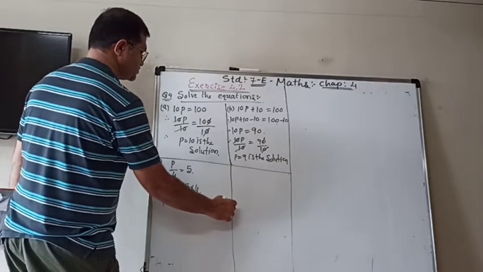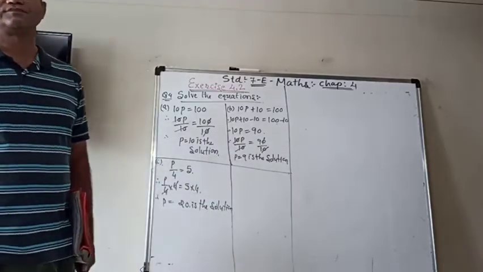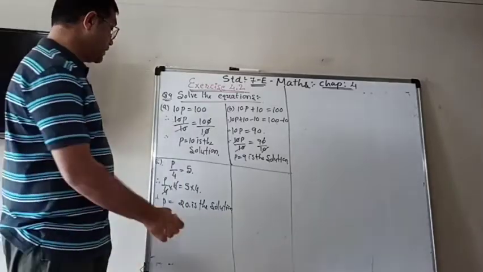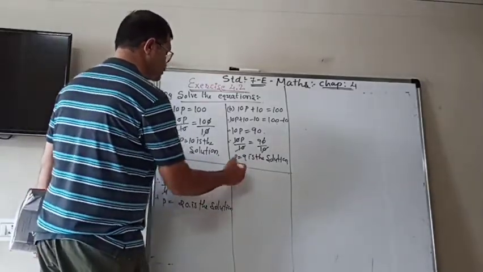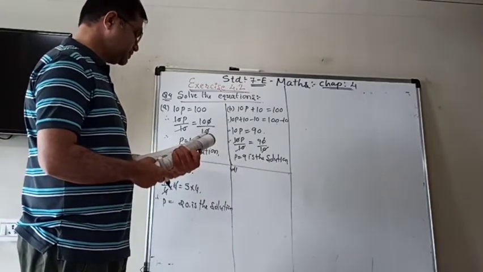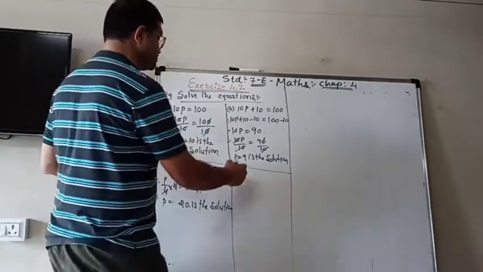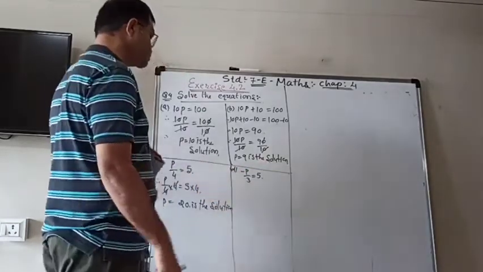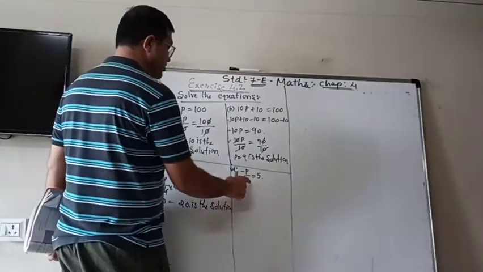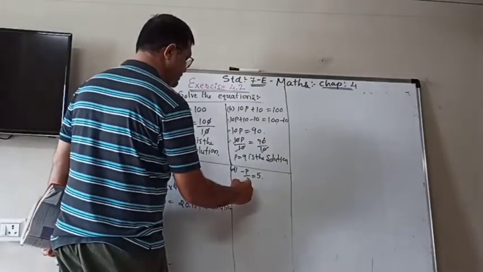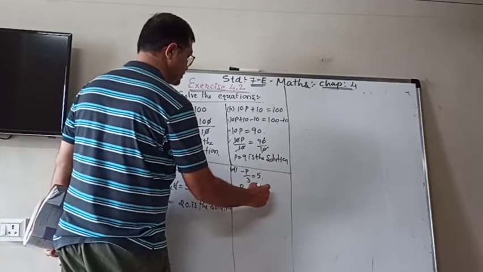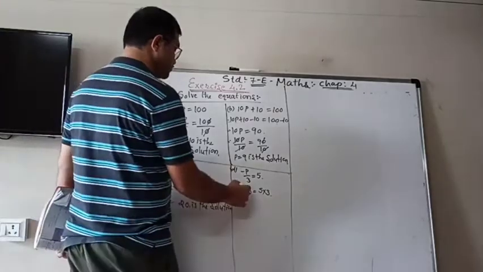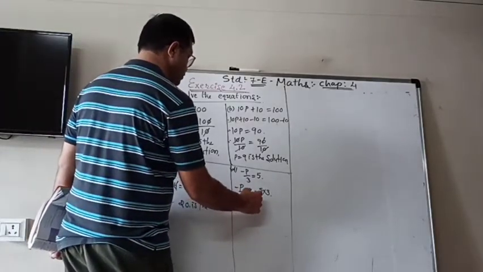So now it is easier and faster. In the beginning you will write down the steps. Now D. D is minus p upon 3 is equal to 5. So now we have to multiply by 3. So minus p by 3 multiply by 3, 5 multiply by 3. So here minus p is equal to 15.